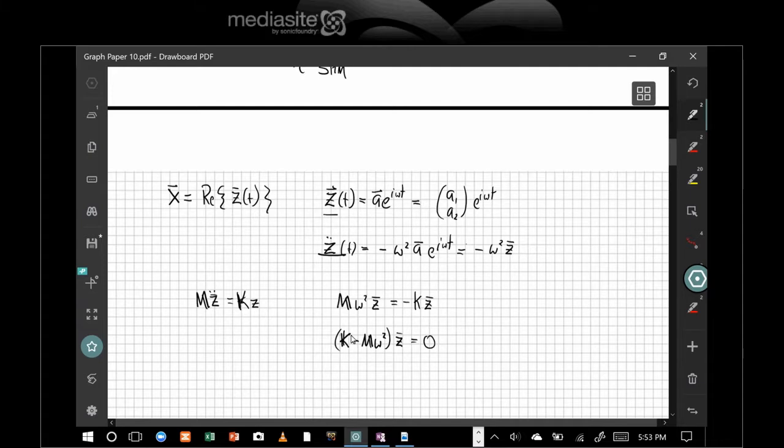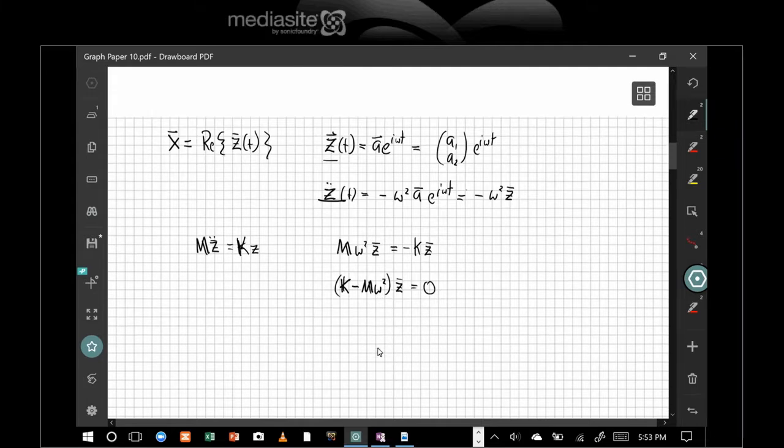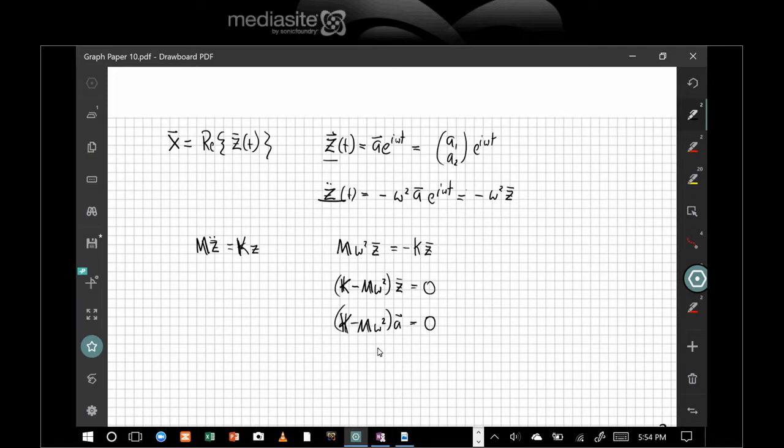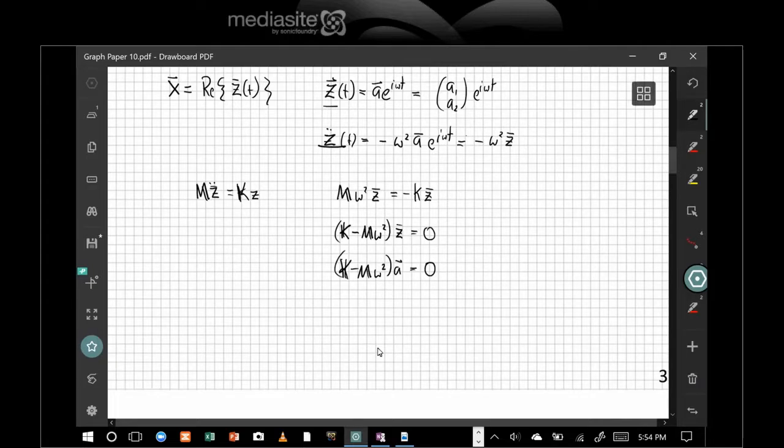Now, since z has the exponential on each side, I can also write this as k minus m omega squared times a as a column vector, because the exponentials just cancel out. Now what does that mean? Well, either a as a column vector is 0, 0, but that's nothing, that's no motion, or the determinant of k minus m omega squared is equal to 0. So again, that's an eigenvalue problem right there. So let's find that determinant: the determinant of k minus m omega squared equal to 0, and I'm going to solve that.